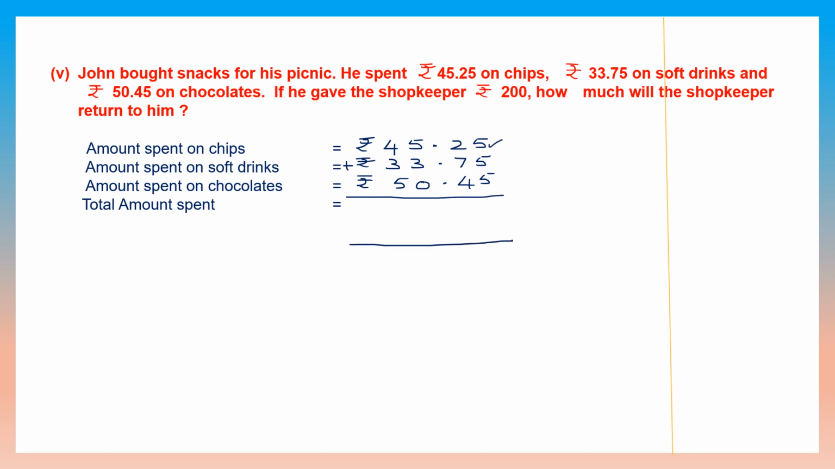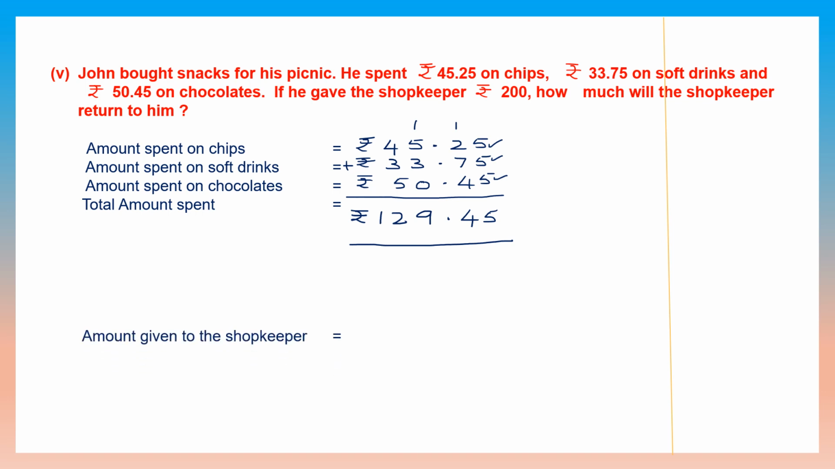5 plus 5 is 10. 10 plus 5 is 15. Carry 1. 1 plus 2 is 3. 3 plus 7 is 10. 10 plus 4 is 14. Carry 1. 1 plus 5 is 6. 6 plus 3 is 9. Then 4 plus 3 is 7. 7 plus 5 is 12. So now we have found how much he spent. He spent 129 rupees and 45 paise.